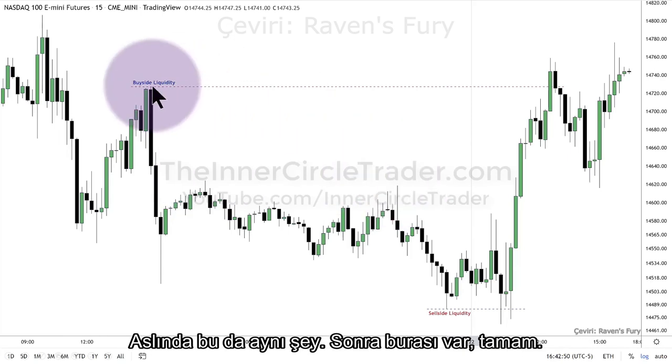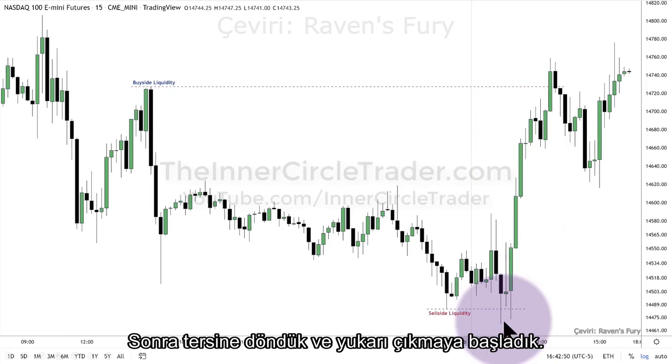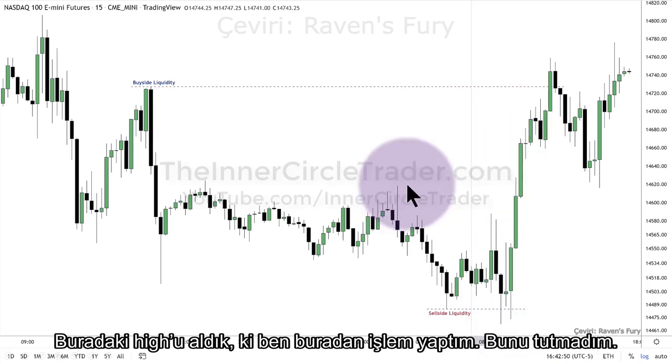Then we have this one here, okay? So obviously with the benefit of hindsight, you can see that we traded below that low here. Then we reversed and started going higher. We took out this high here, which I traded. I did not hold for this.